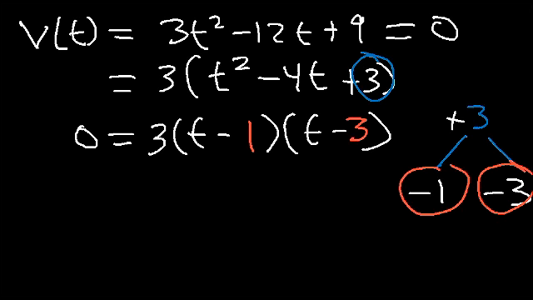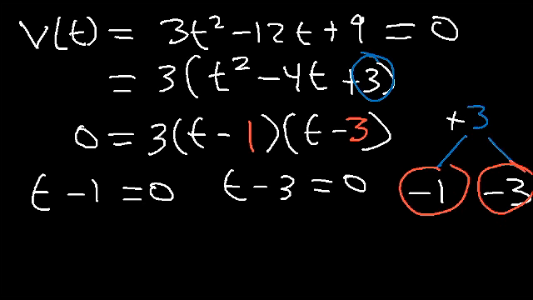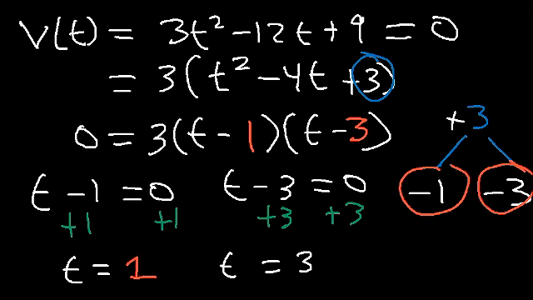So to solve for t, we need to set each factor equal to 0, because if one of them equals 0, the entire right side is 0. 0 times anything is 0. So for the first one, we need to add 1 to both sides. And for the second one, we need to add 3 to both sides. So therefore, t is equal to positive 1 and positive 3. So if you plug in 1 or 3 into the equation, v of 1 is 0 and v of 3 is 0. So the particle is at rest at t equals 1 and t equals 3.